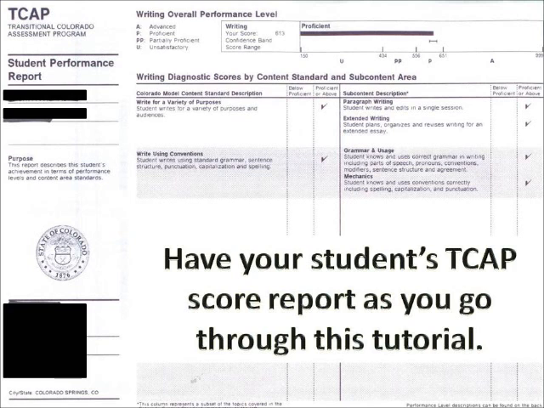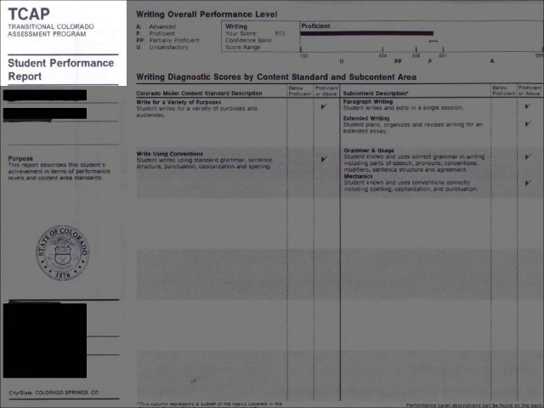science. As we go through, I will highlight different parts of the TCAP performance report. That way I can direct your attention. So the first place I want you to look at is just in the top left-hand corner. That's where it says TCAP, Transitional Colorado Assessment Program. This is your student's performance report.